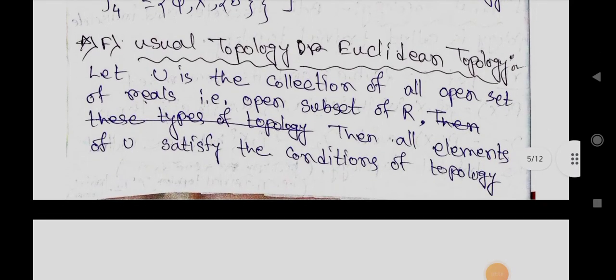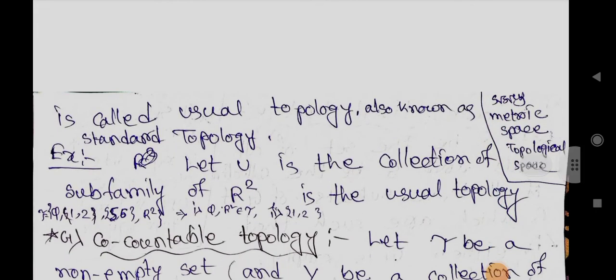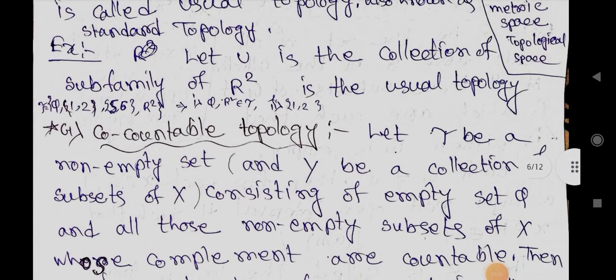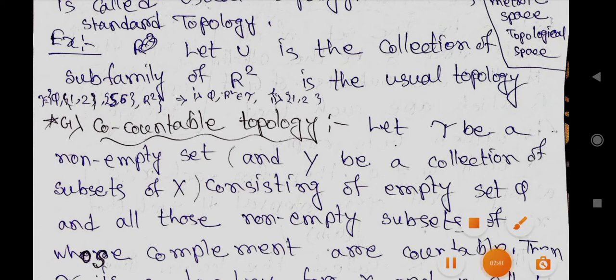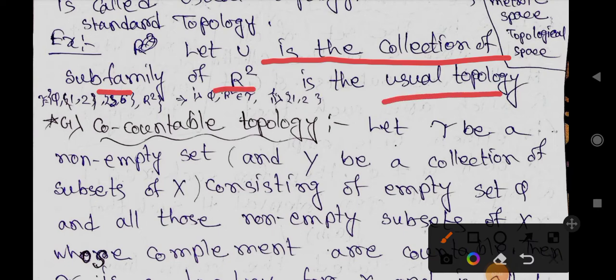Usual topology or Euclidean topology. Let U be the collection of all open sets of the reals, that is, open subsets of R. Then all elements of U satisfy the conditions of topology, and this is called the usual topology, also known as the standard topology. Example: let U be a collection of subsets of R2, which is the usual topology.